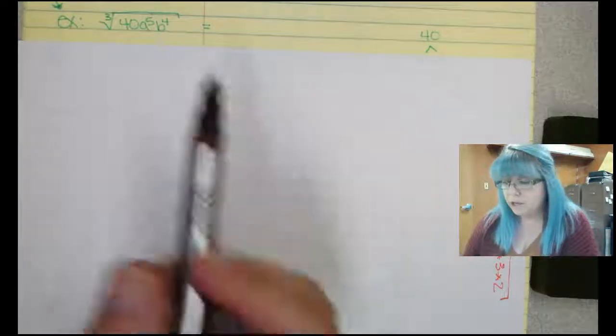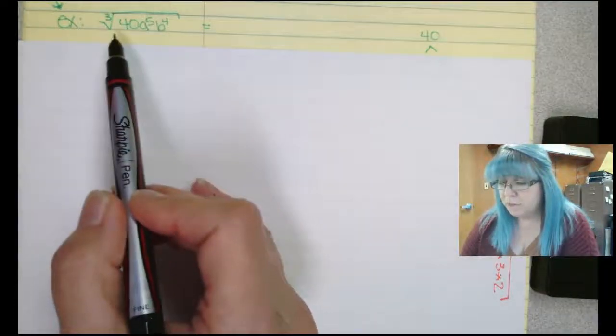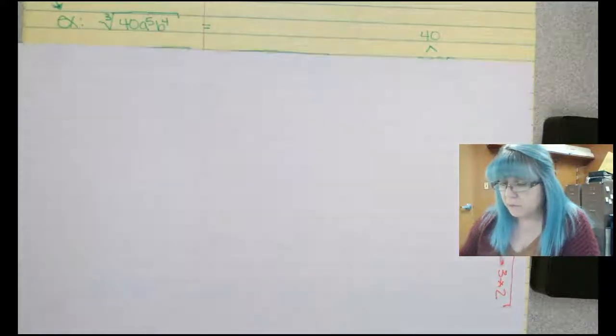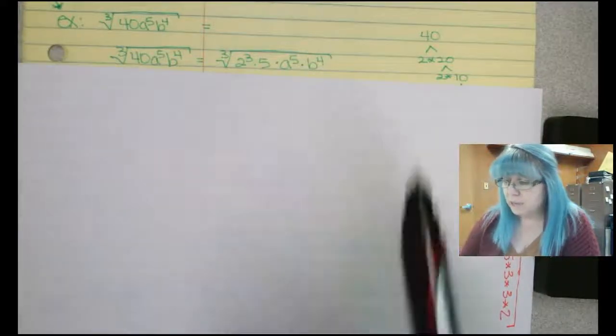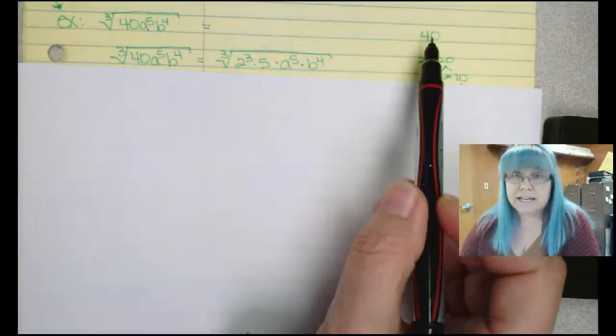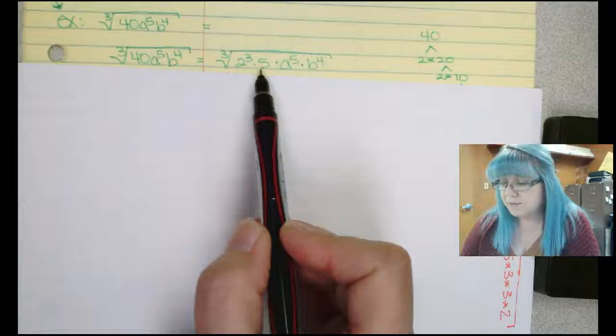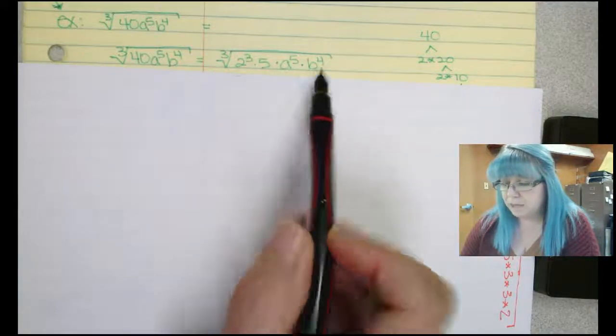Alright, let's work with a little step up, and I'll try to be very clear as to what I'm doing here. The third root of 40x to the 5th b to the 4th. First thing I want to do is break up the 40 into its prime components. And it's 2 cubed times 5. And I left the a and b alone.